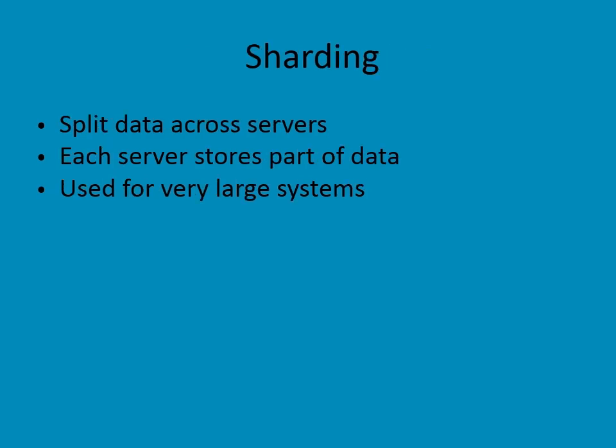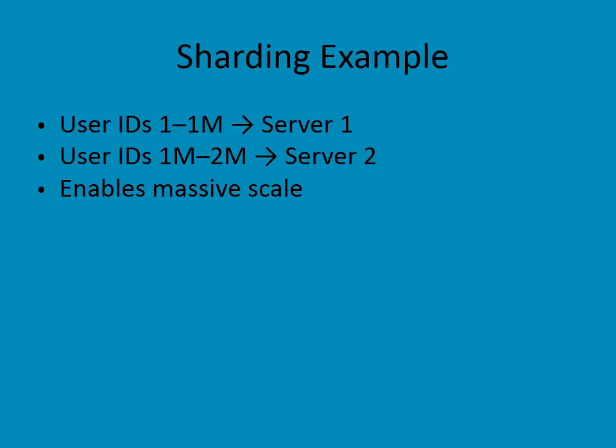So we discussed eventual consistency, right? We'll talk about another concept, sharding. When the data becomes too large, we have to split it across multiple databases. This is called sharding. Each database stores only a portion of the data. For example, users with IDs 1 to 1 million go to server one. Users with IDs from 1 million to 2 million go to server two. Like that, this allows the system to scale to billions of users.